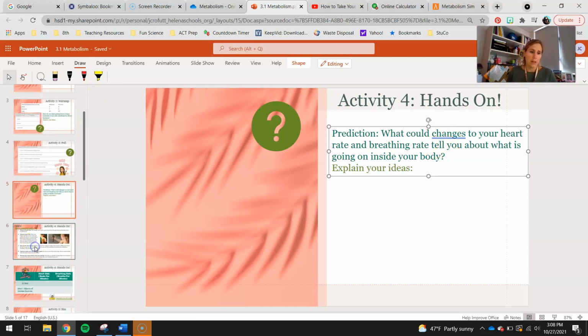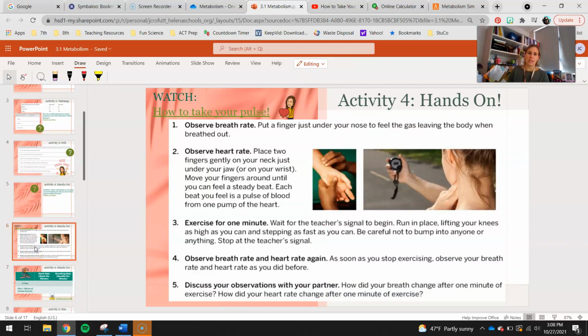All right, here's your little hands-on activity today. You'll be looking at your breathing rate and your pulse, and if you want, you can get someone else at home to help you out with this. You're going to be recording both pieces of data. Again, you're going to look at how many breaths you take in a minute.